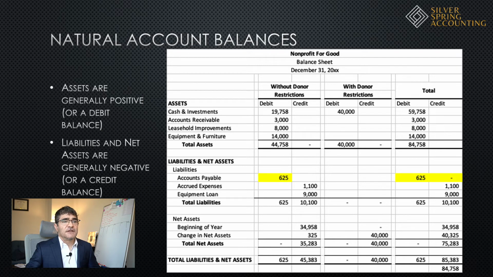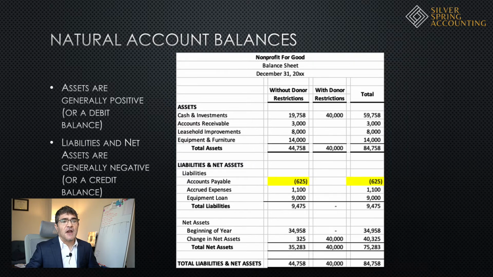Now, what if we have this? What if we have a $625 debit showing here in accounts payable? Well, obviously in the two-column system, we can easily see that that's not correct. That doesn't match the rest of the liabilities and the net assets. We're generally not going to be presented with things this way. So instead, we are going to have a negative balance.